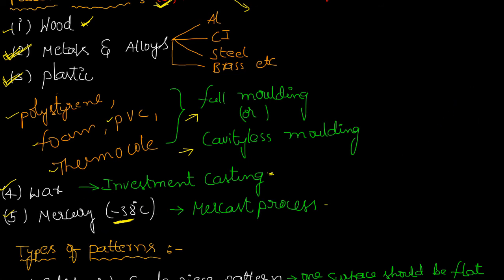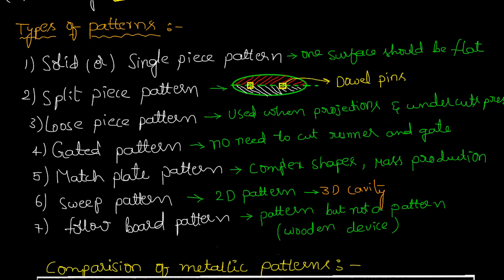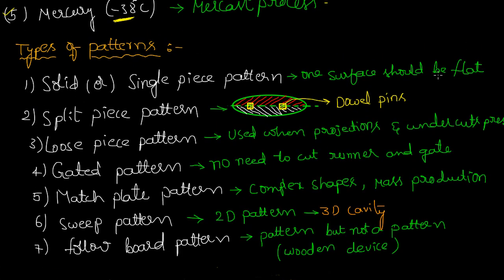And then come to types of patterns. There are mainly 7 to 8 types of patterns. I said it earlier, if you want to produce a flat surface, there is no need for a split piece pattern. We just use a solid pattern or single piece pattern. If you want to produce a 3D surface, not a flat surface, then we have to use a split piece pattern. There is no other alternative. So the upper pattern and lower pattern are matched with the dowel pins, right?